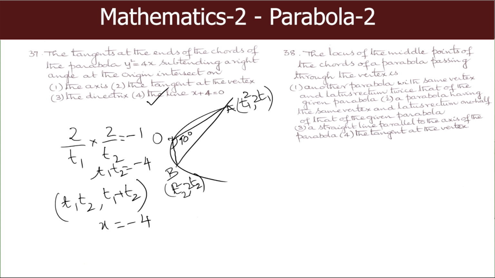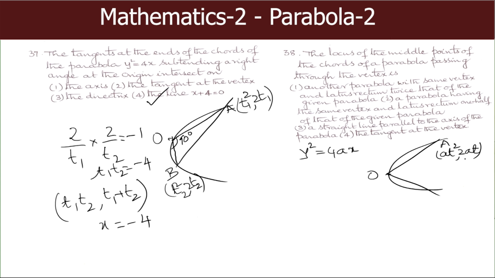The locus of the middle points of the chords of the parabola passing through the vertex. Vertex is (0, 0). Chords are drawn passing through the vertex. Several chords can be drawn like this. Suppose OA is one of the chords. Suppose the parabola is y square equal to 4ax, standard form. And this is (at square, 2at).